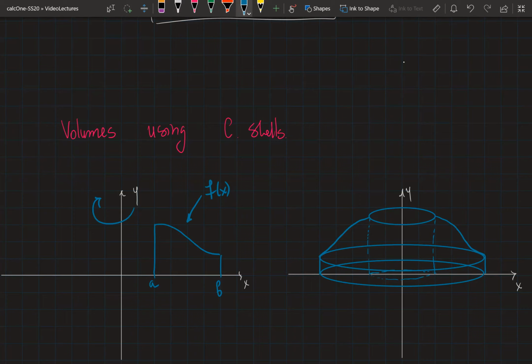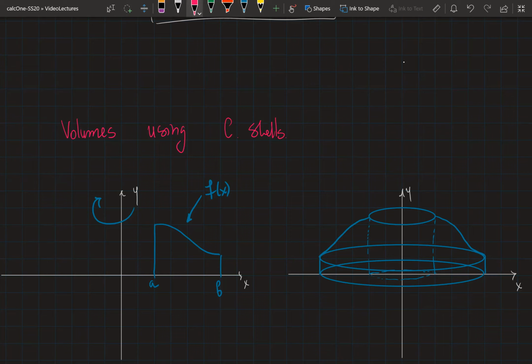So previously we created a lot of slices and we found out the areas of the slices. It's going to be kind of difficult for us to create the slices. Instead of creating the slices, we're going to put a lot of cylindrical shells. So basically the idea is like this.